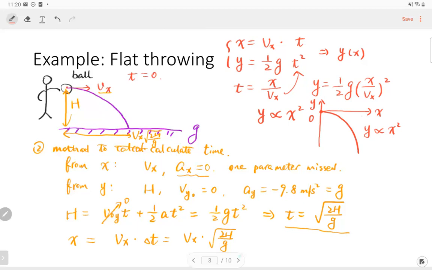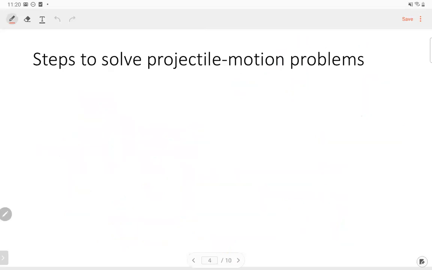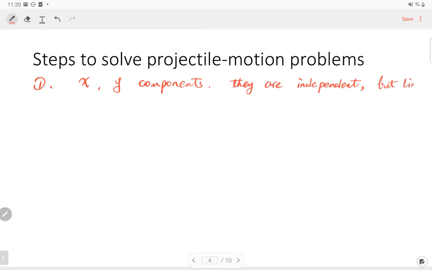Okay, let me give you a quick summary of how to solve this problem. So we have two dimensions. First one, we have x and y components. And both x and y components are independent. The only thing that they share is time. So time is the same. If you get time from one component, then you can use this time in the other component. So the time in the y direction is equivalent to the time in the x direction. This is the only thing that they share.